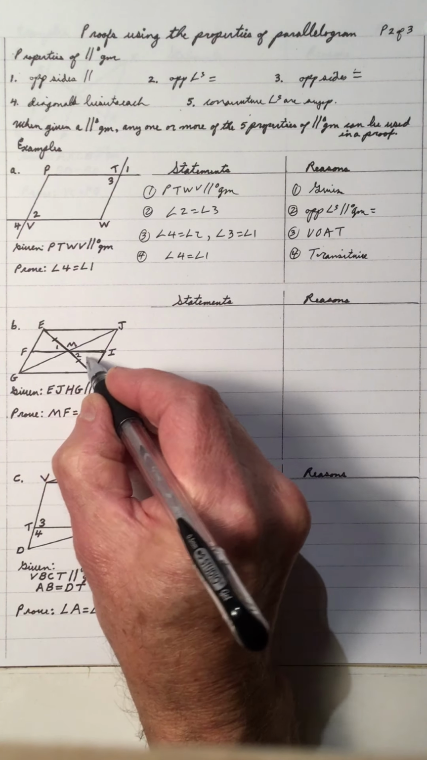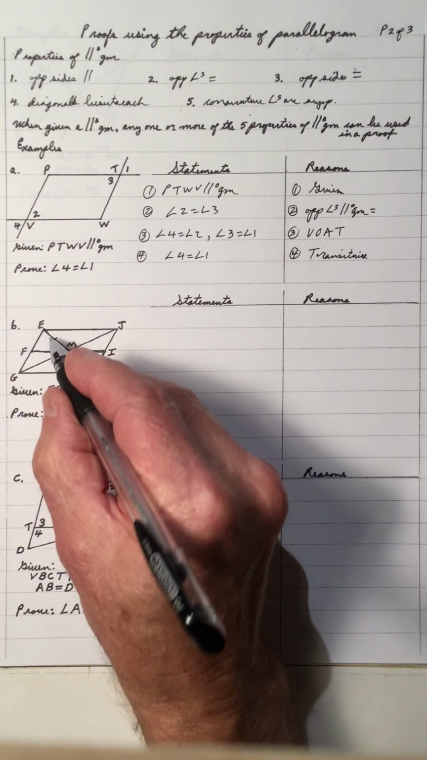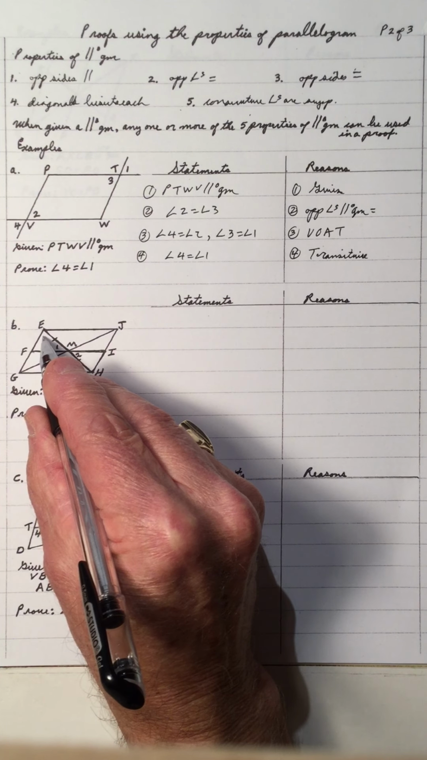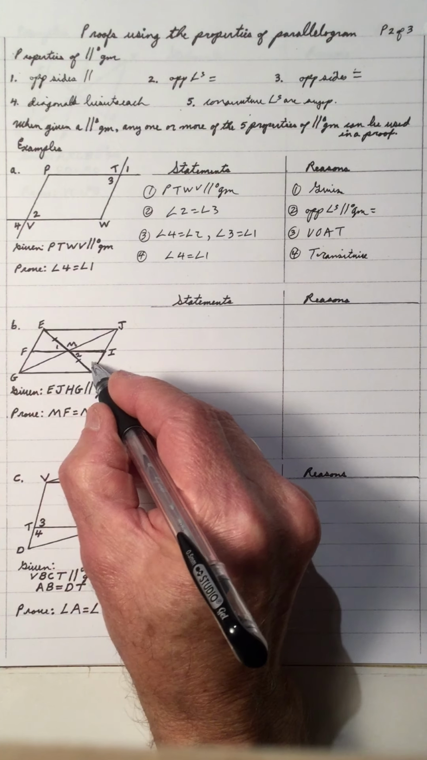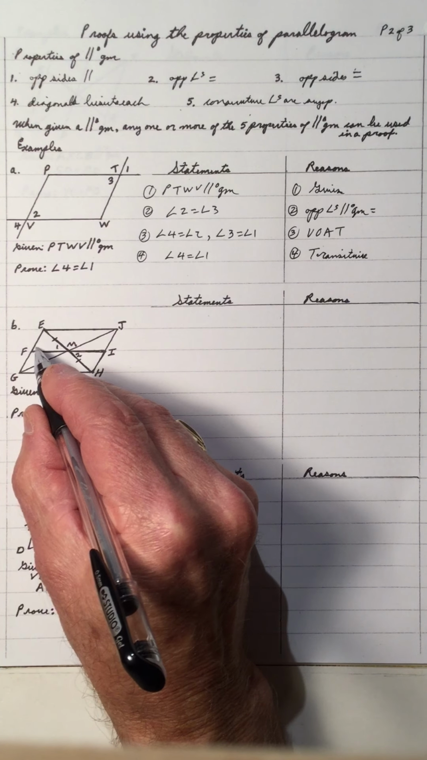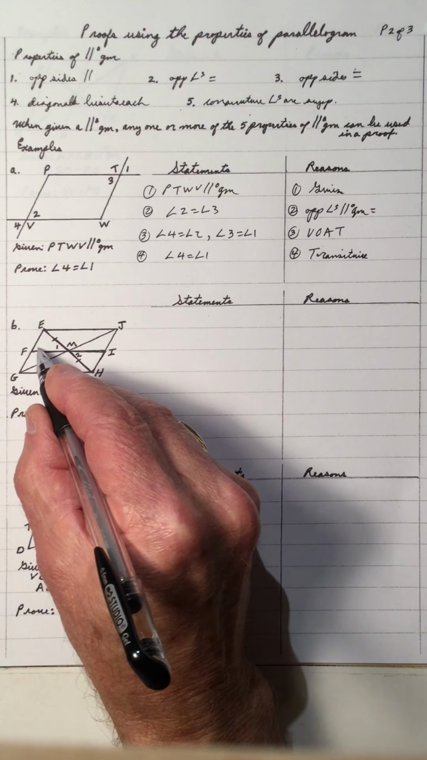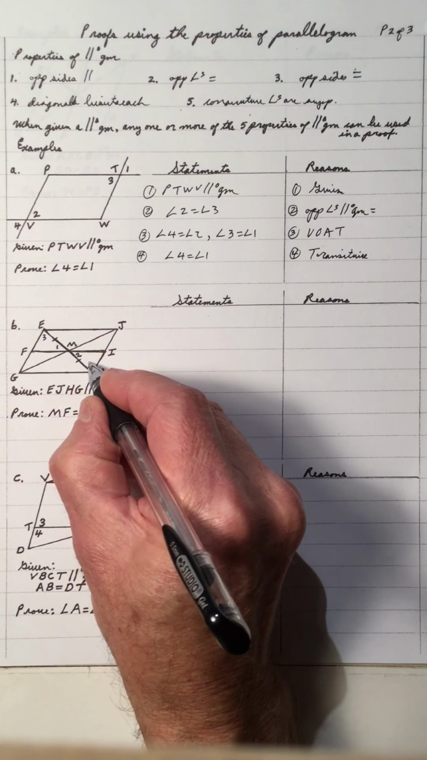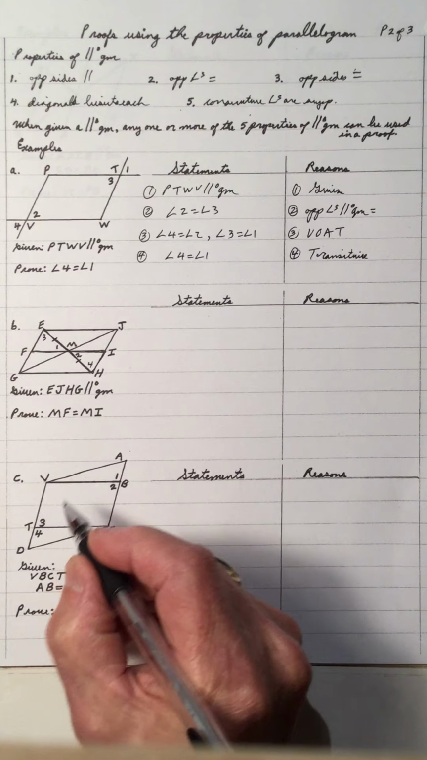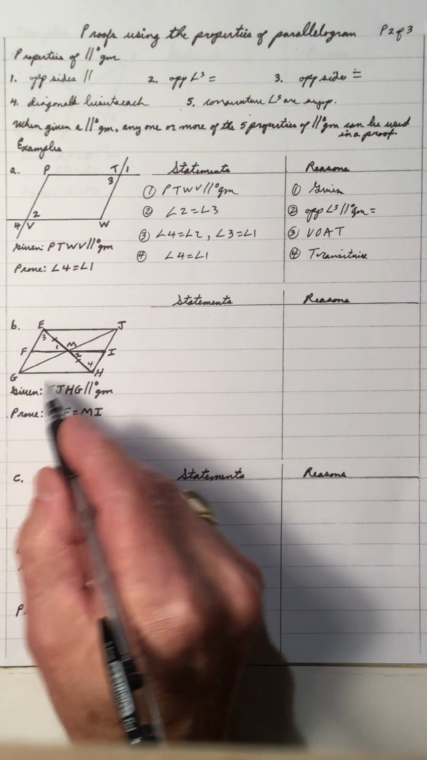And I've got parallel lines, so I can have either this angle here equal to this one, because they're parallel lines, alternate interior, or I can have this angle right here equal to this one, alternate interior. So it doesn't make any difference. Let's go with 3 equals 4. So now I've lined up my proof.